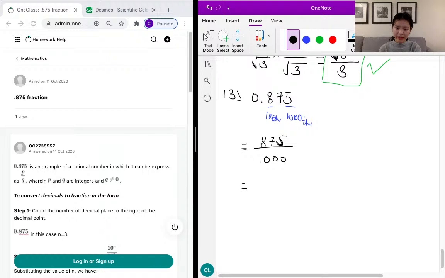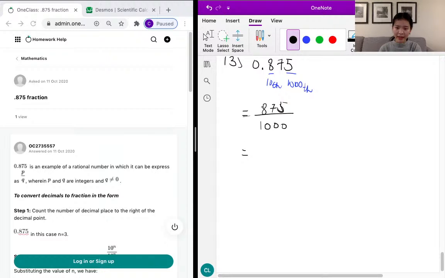So now we just need to find the greatest common factor of both the numerator and the denominator to simplify this fraction even further. In this case, the greatest common factor of 875 and 1000 is 125. So we divide both the top by 125 and the bottom by 125. 1000 over 125 is just 8. And 875 over 125 is, let me think about it, I think it's 7. Let me just double check quickly and do some mental math. Yes, it is 7. Perfect.